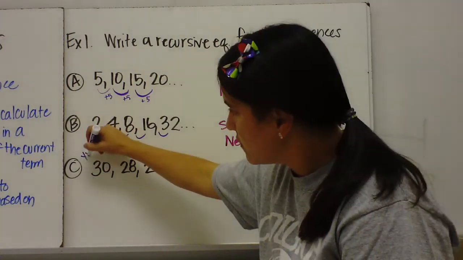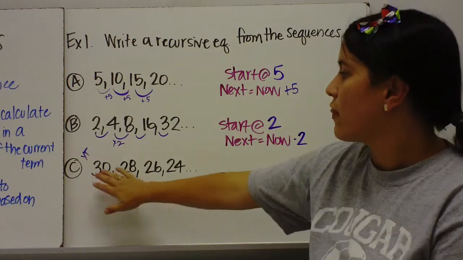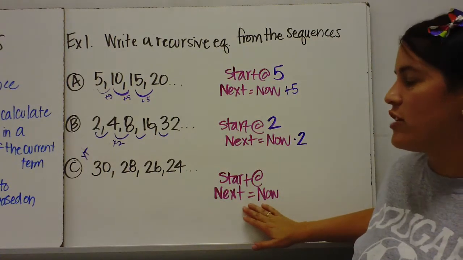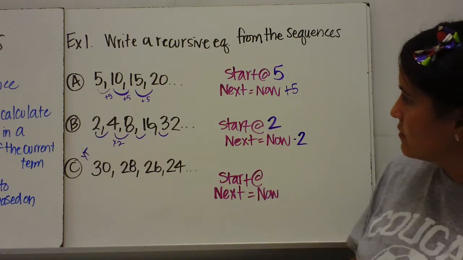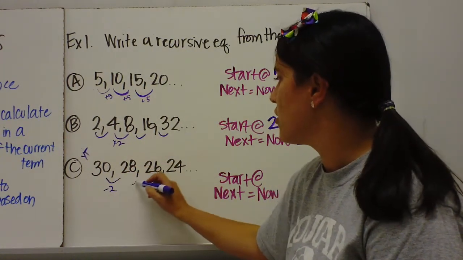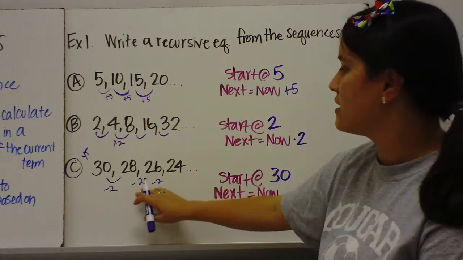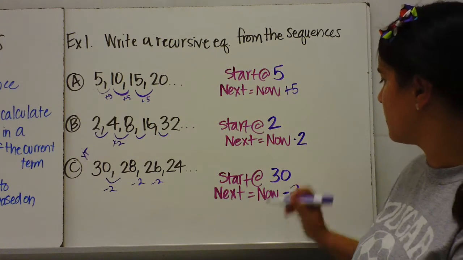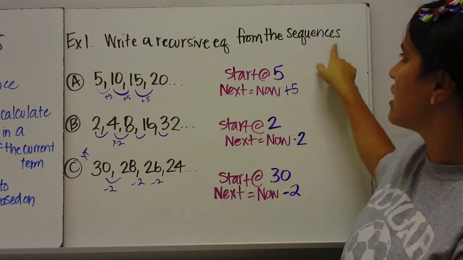C. You try C. I want you to pause it, see if you can write a recursive equation. 30, 28, 26, 24. So write a recursive equation and then press play when you're ready to see the answer. So from here to here, minus 2, minus 2, minus 2. So we're starting at 30, and our equation is next equals now minus 2. All right, I hope you got that one right. So this is with sequences.